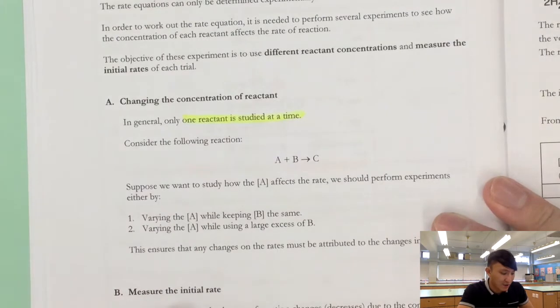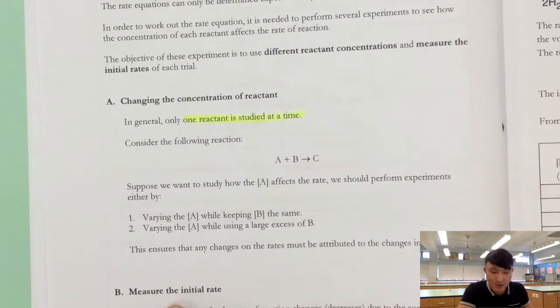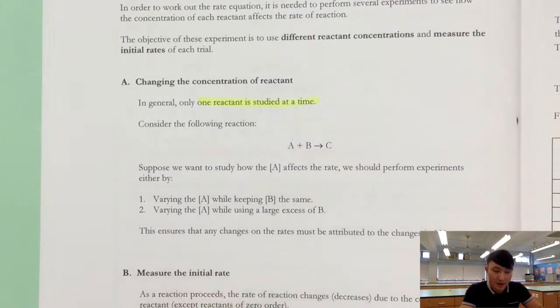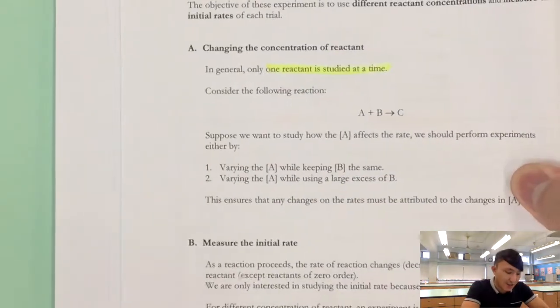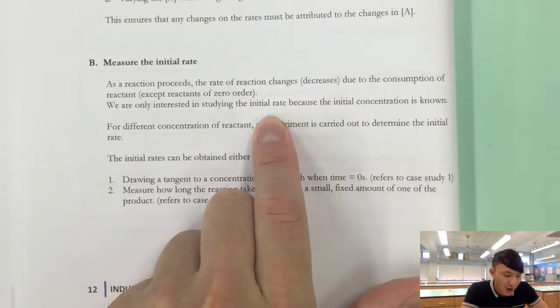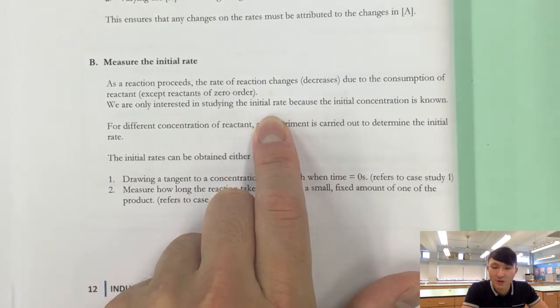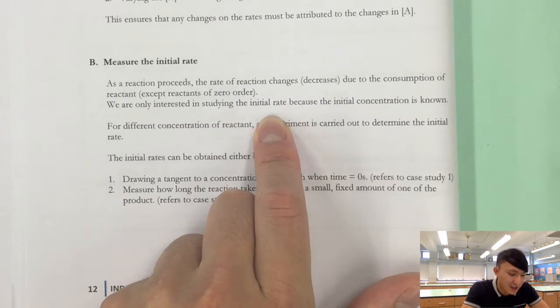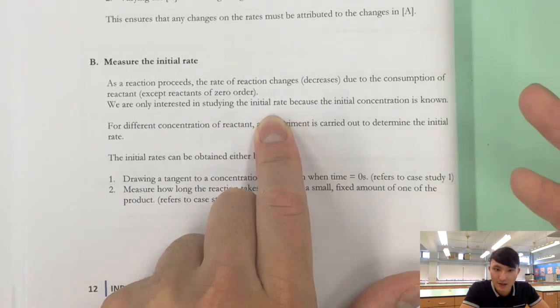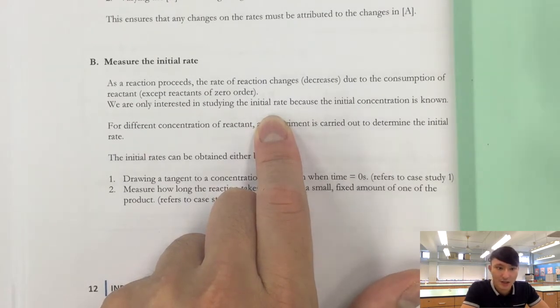Now, you notice that we are not measuring average rate, we are not measuring instantaneous rate, but we are particularly interested in the initial rate. But why are we so interested in the initial rate? The reason is that for the initial rate, we know the concentration of the reactant. However, if you're studying any rate other than the initial rate, we have no idea what the concentration of the reactant is. After all, we want to establish a series of data consisting of rate and the corresponding concentration.